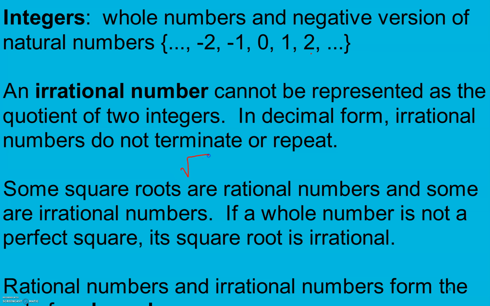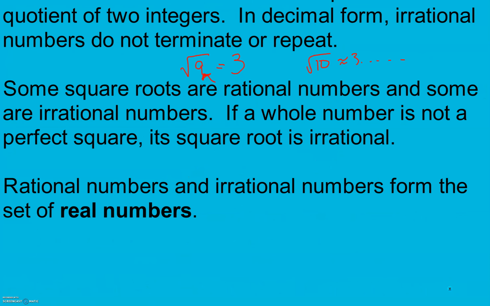What they're saying here is the square root of 9, for example, we know is 3. This is a rational number. It's a natural number. 3 is a natural number. But if we take the square root of 10, which is not a perfect square, we get 3 point, a decimal that doesn't terminate or repeat. That's irrational. So perfect squares like 1, 4, 9, 16, 25, if we take the square root of those, it's rational, but everything else is irrational. Rational numbers and irrational numbers form the set of real numbers, and that's every number that you've ever dealt with.